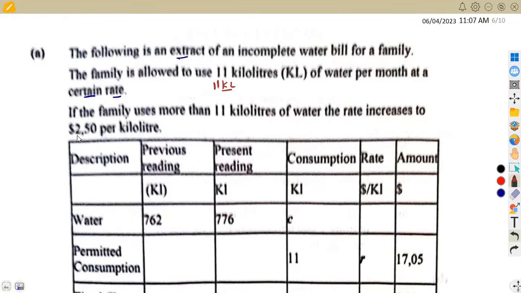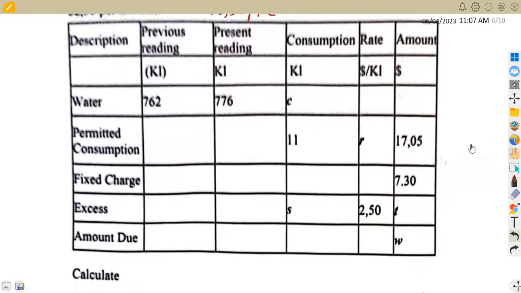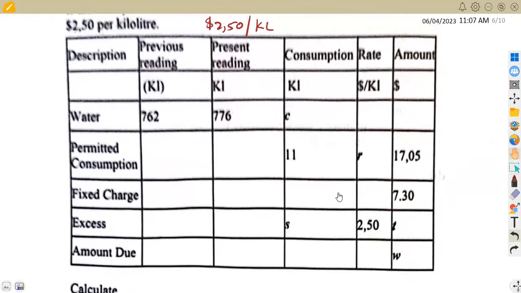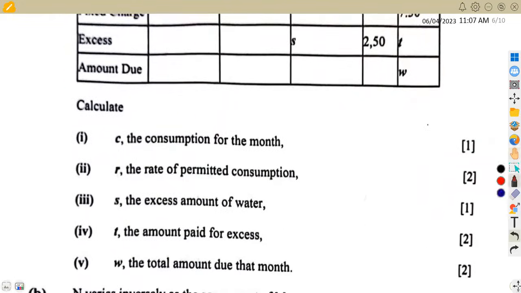now they are supposed to pay $2.50 per kiloliter. That is the condition when they use more than 11 kiloliters. So when it is more than 11 kiloliters, they are going to pay $2.50 per kiloliter. That was the idea of the question here. So now we are given this table, the description, and so forth. All right, so let's see how we are supposed to answer these questions.